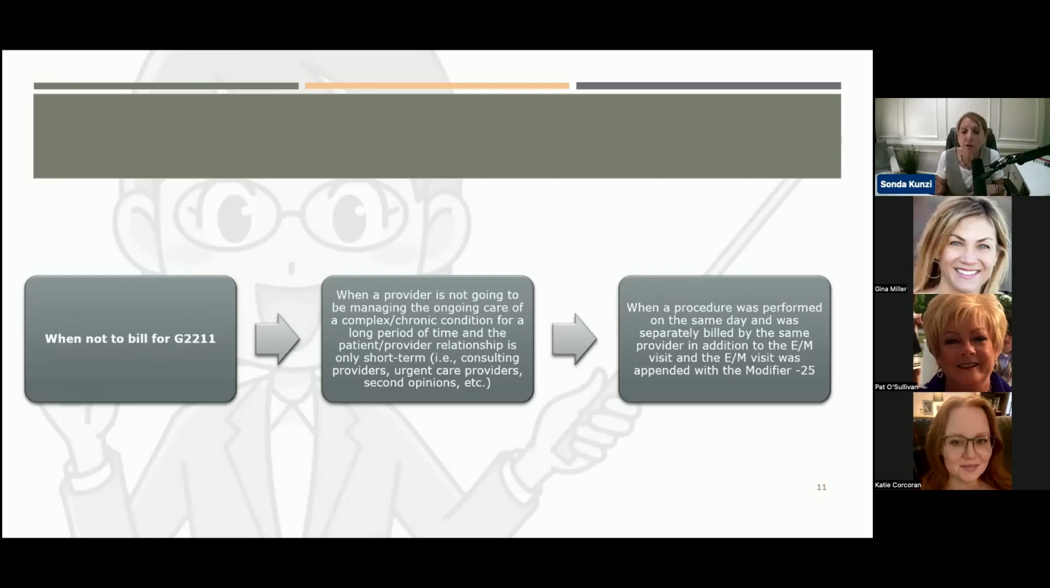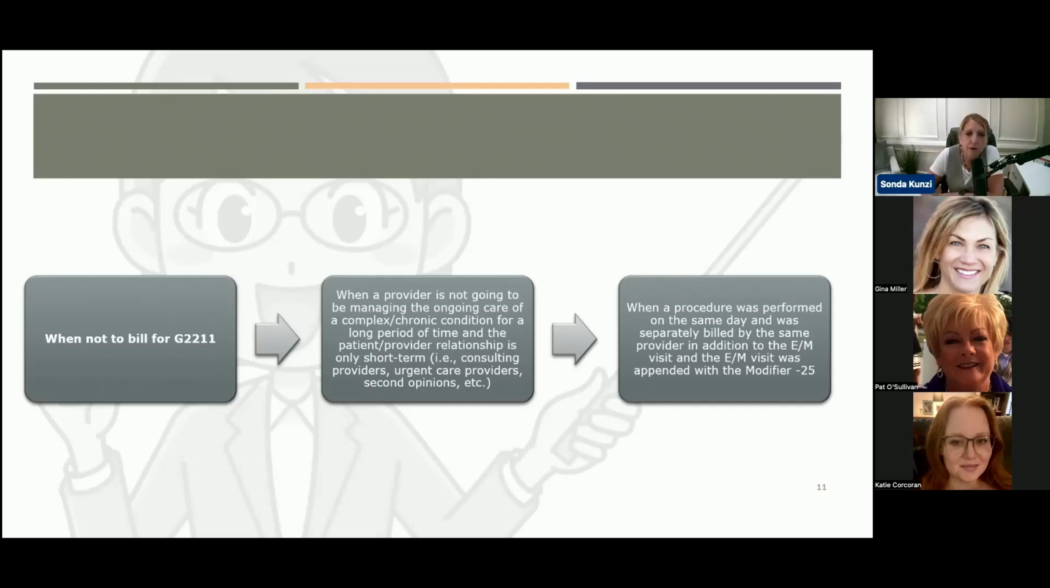But just know if you have that scenario, you will have to take off the G2211. And the ideas and tips that I've gotten from other providers using this is that a provider will select saying, yes, this is a longitudinal relationship in the documentation, but there's an edit built in your system. You can set a lot of times, with what do you call them, scrubbing edits. You can set if there's a 25 modifier, drop the G2211 off the claim and things like that.